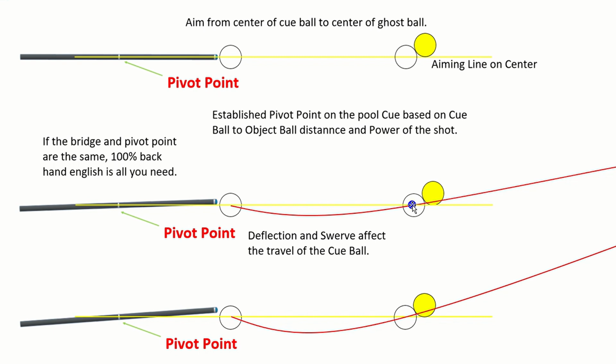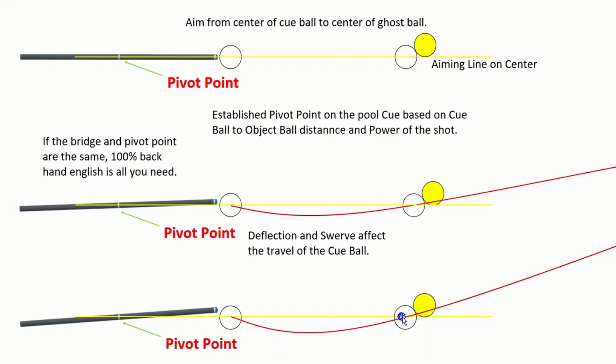If you aim straight at the ghost ball, there is a spot on the shaft, the pivot point, where, if you pivot around it, the cue ball will return to its original aim. When you apply left spin, the cue ball is squirted to the right, but swerves back to its original path due to billiard physics. The more side spin you apply, the more the cue ball squirts and swerves back.